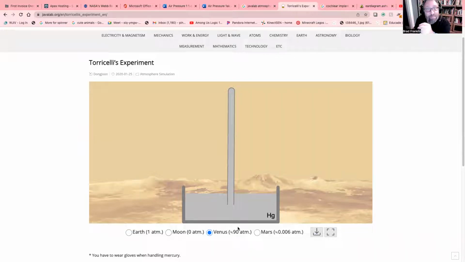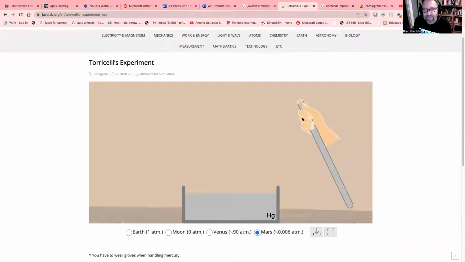That much more air molecules, and plus the planet is bigger, there's more gravity. Therefore, more of the air, such as it is, you can't breathe it. I wouldn't even call it air. The atmosphere pushes down and then sends the mercury all the way up. And on Mars, not even enough to register here, right? 0.006 atmospheres.